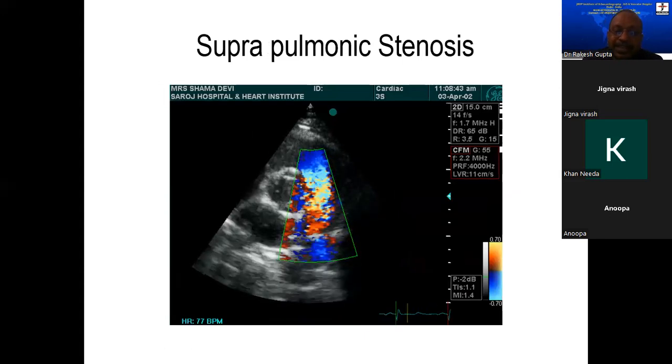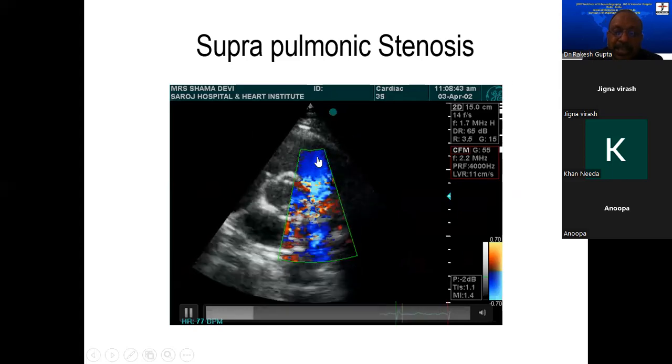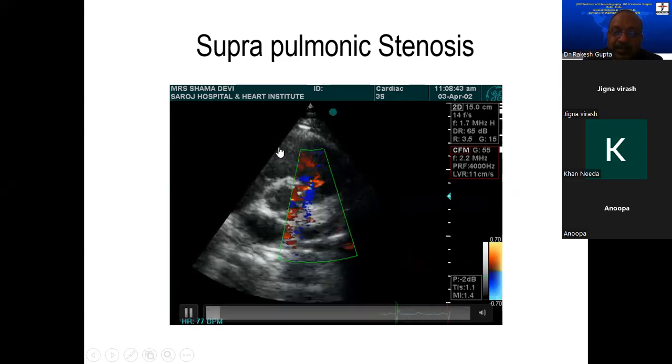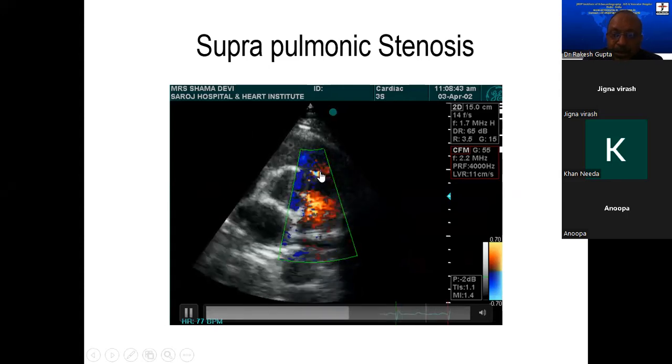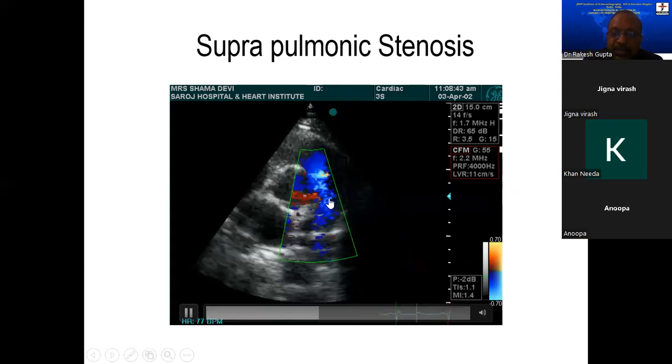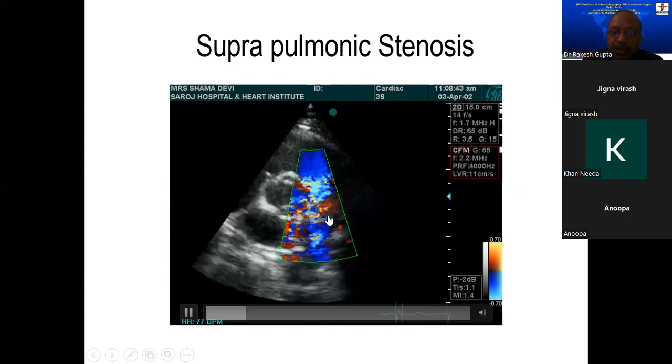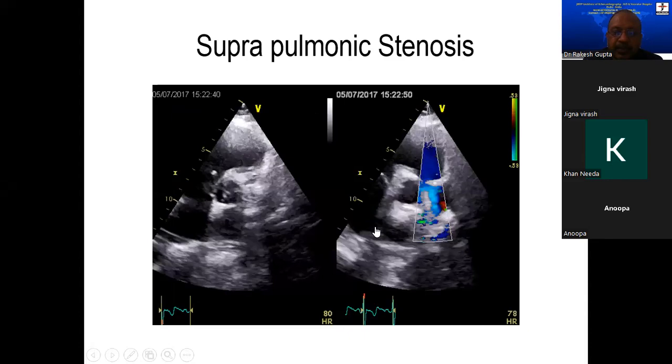Now, another example. Look, this area is absolutely clean. The valve is over here, it's leaking. But you find a turbulence not at the valve, but distal to the valve. This is known as suprapulmonic stenosis.